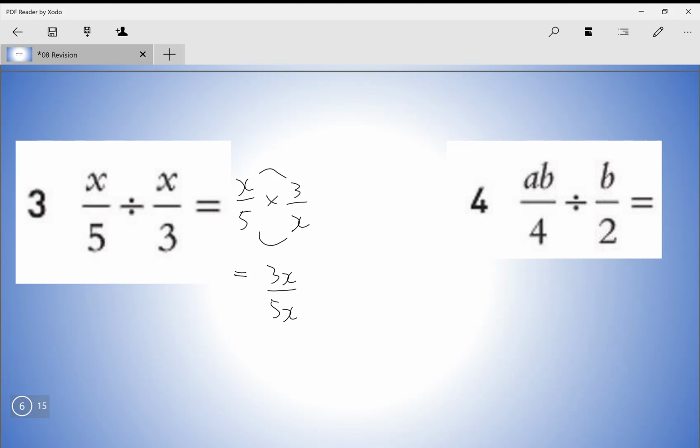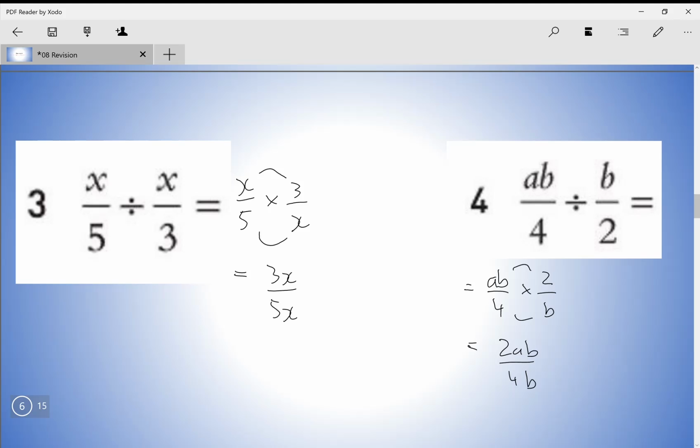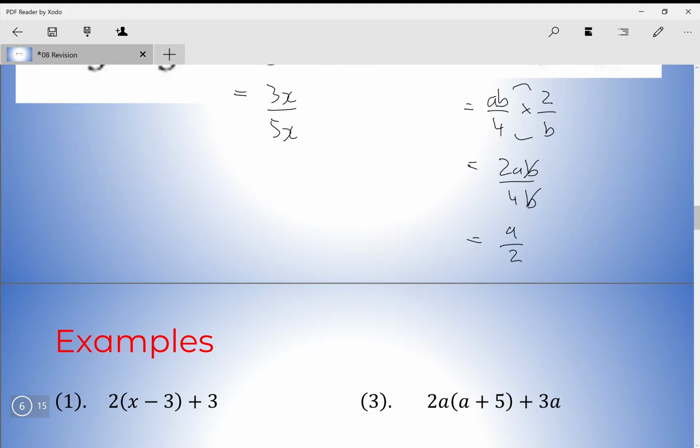And same thing over here. We leave the first fraction the way it is. We change the divide to a times, and we flip the second fraction over. And now we can times top with top and bottom with bottom. 2ab over 4b. And we can simplify this fraction by cancelling the b's. 2 goes into 2 once and into 4 twice, so we end up with a over 2. Technically, there's a 1 here in front of the a, but remember when there's a 1 in front of the number, we don't usually write it.